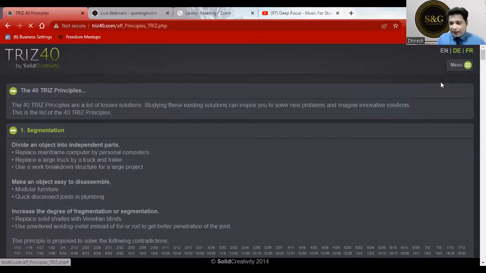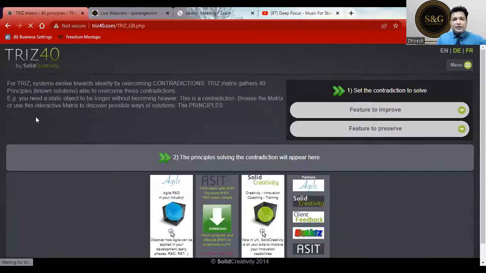This is the website. So look at this, the interface of this website looks like this, TRIZ40.com. It's a free resource. You can use this. Here they have created a wonderful thing. Here you have to set the contradiction to solve. On this right hand side, you'll see this feature to improve and feature to preserve.